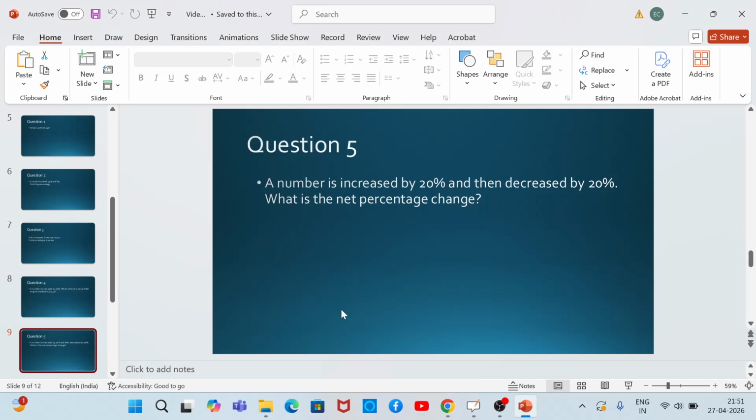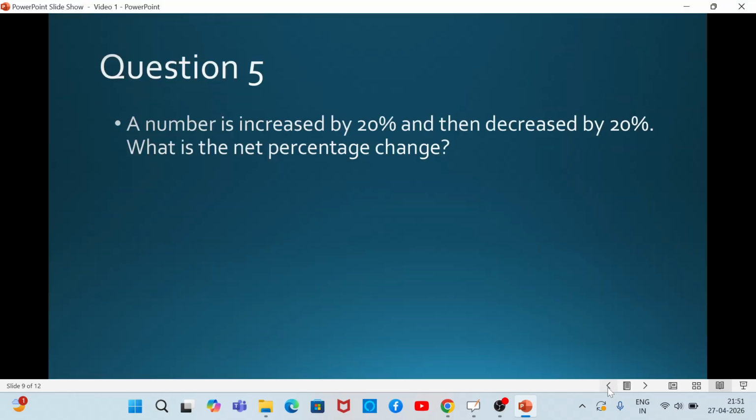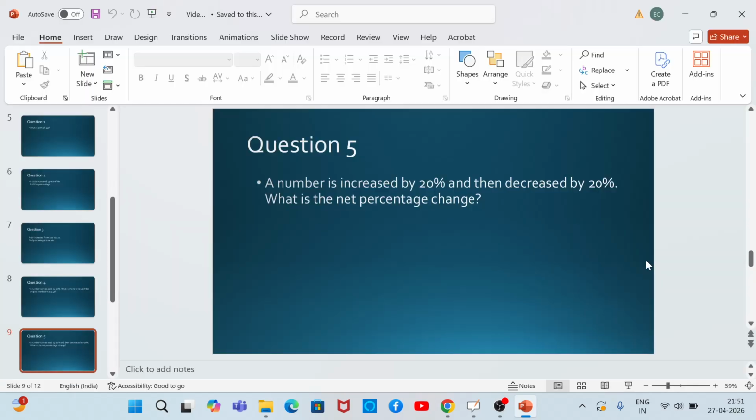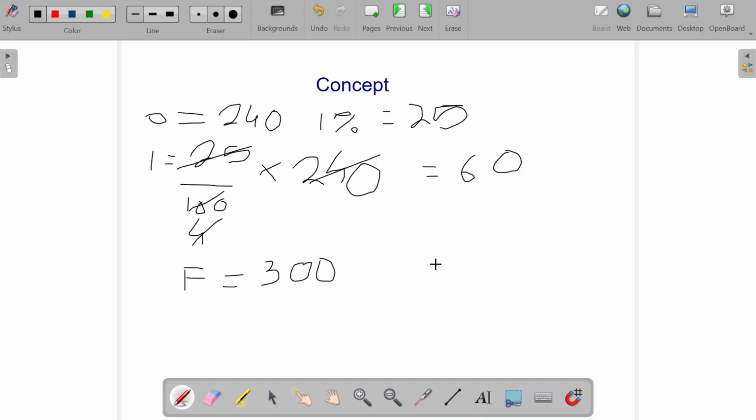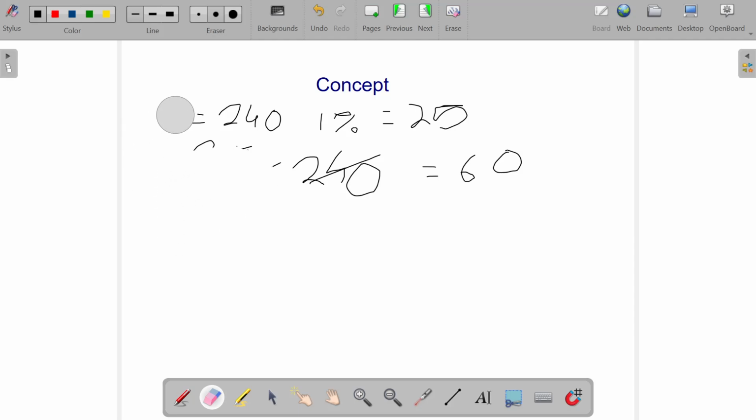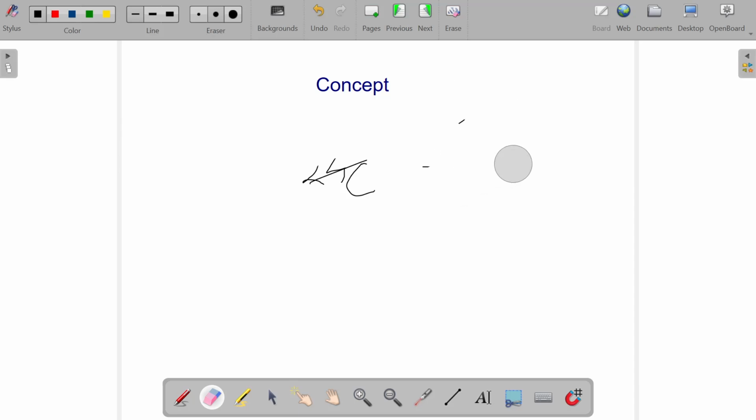So the next question. A number is increased by 20% and then decreased by 20%. What is the net percentage change? Okay, so how will we approach this question? So in these questions, when there is no original value given, the easiest way to do is we assume an initial value of 100 and we calculate on that.